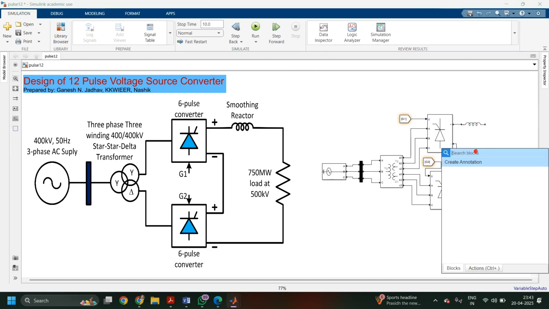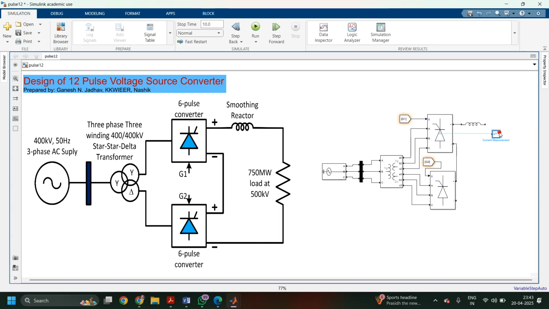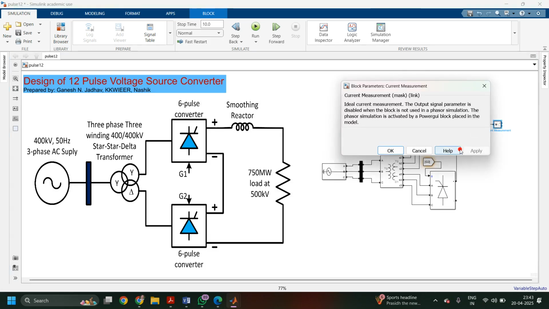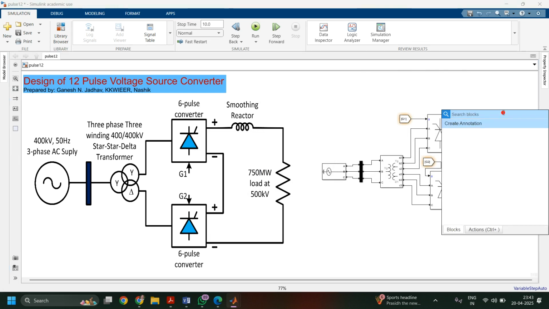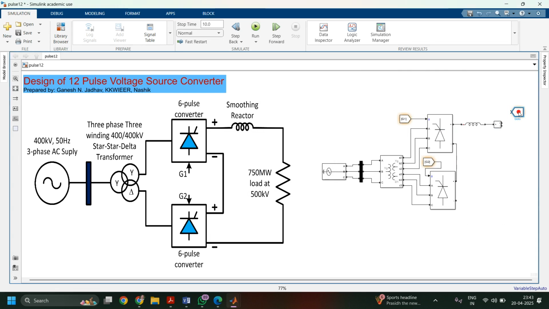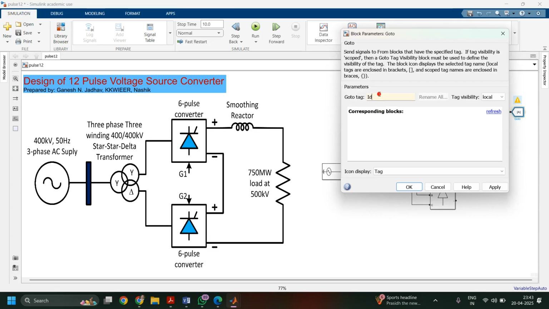We need a current measurement block. So take the current measurement block. Connect this current measurement block here. Rename this current measurement. Okay, so pass this quantity to a Goto block. In this Goto block, the current measurement should be renamed with the ID, IDC current. So IDC, make it global.